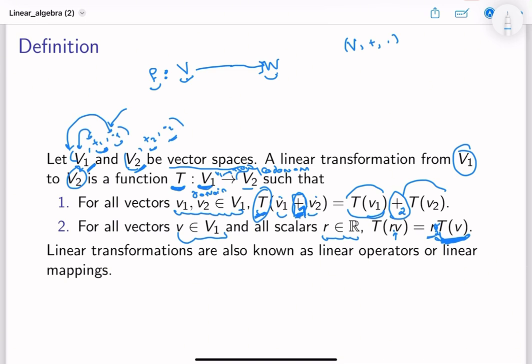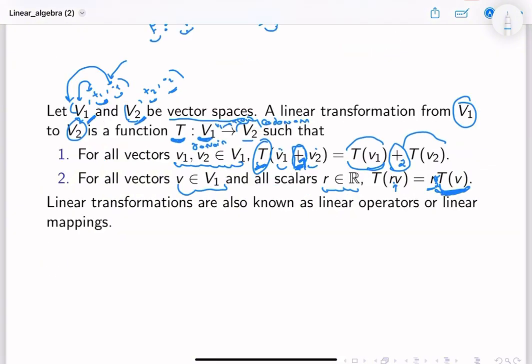It is a function which respects the addition and scalar multiplication, and that's it. So you have two vector spaces, you want a map between these. The map has a certain property, which is that it respects the addition and scalar multiplication. And what do we call this map? We call it a linear transformation. That is it.